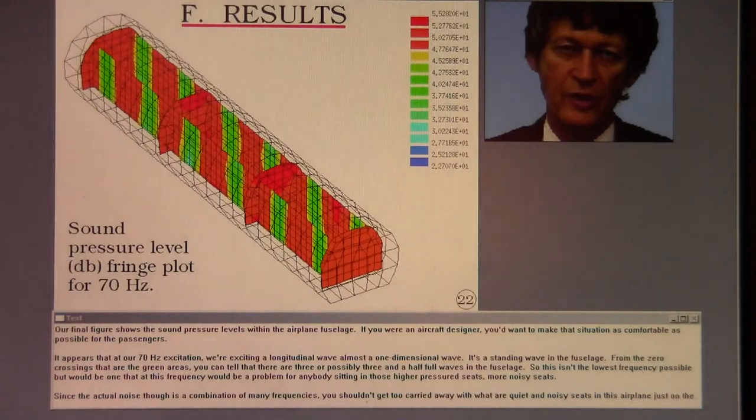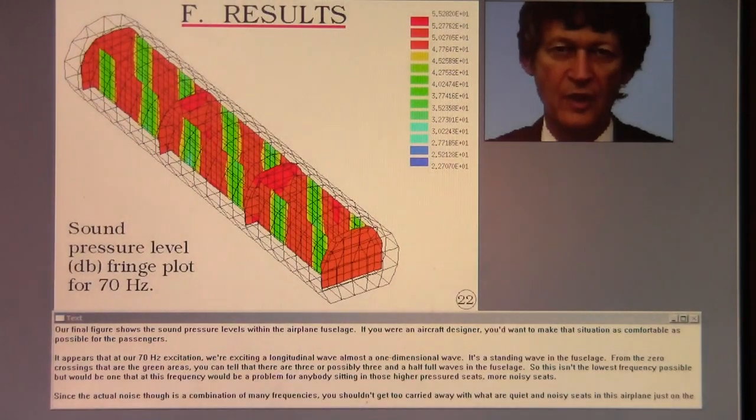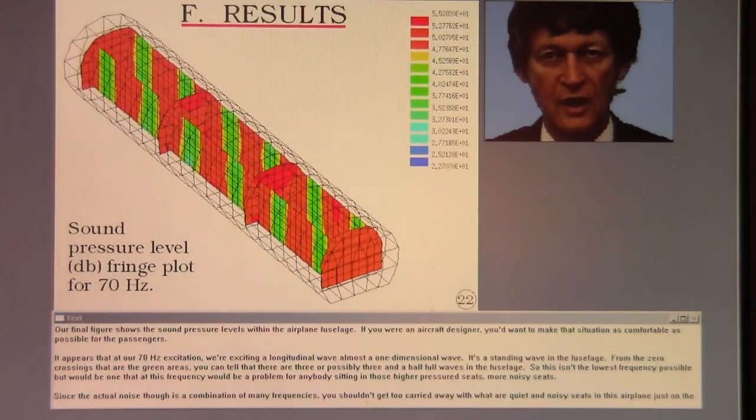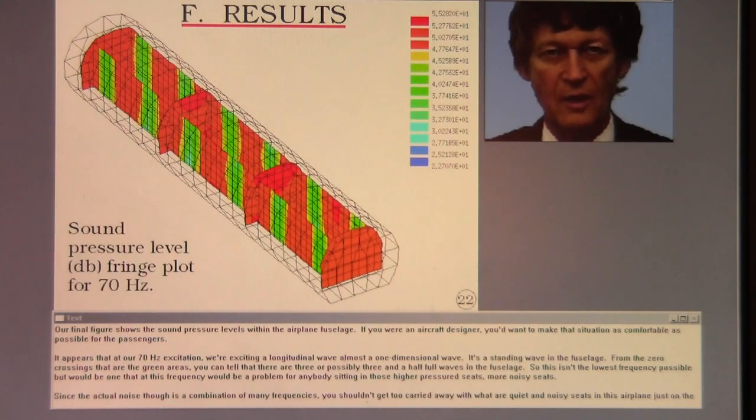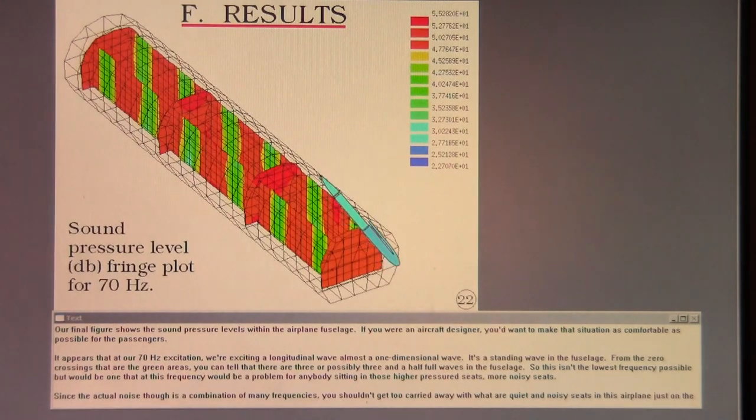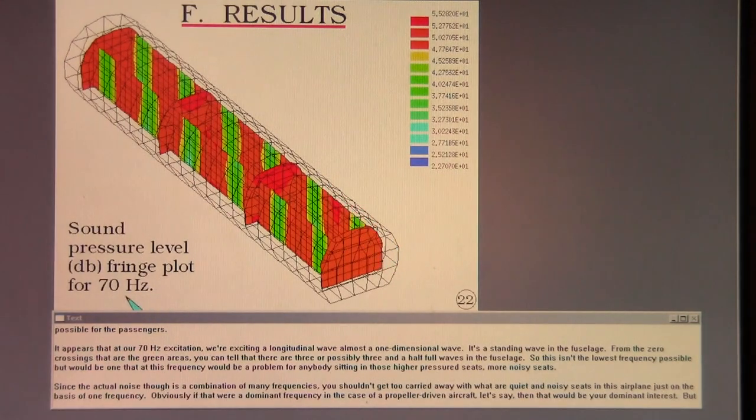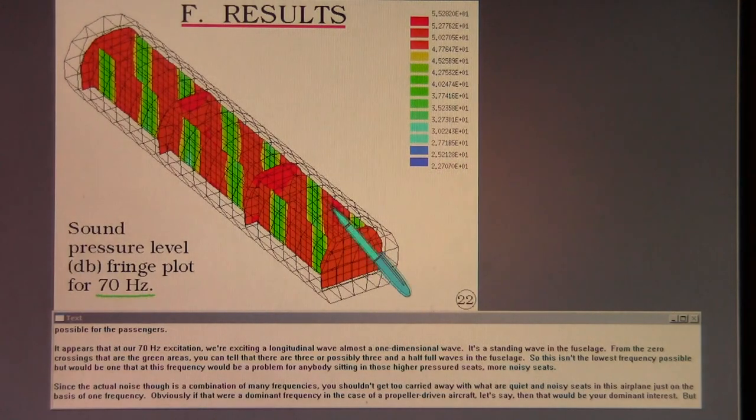Our final figure shows the sound pressure levels within the airplane fuselage. If you were an aircraft designer, you'd want to make that situation as comfortable as possible for the passengers. It appears that at our 70 Hertz excitation that we're exciting a longitudinal wave, almost a one-dimensional wave. It's a standing wave in the fuselage.